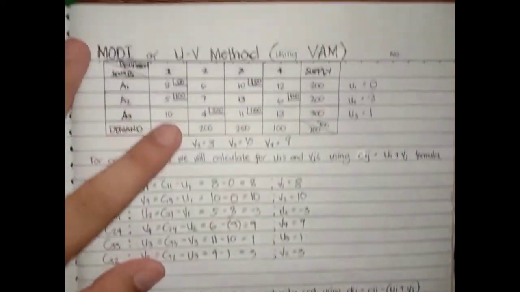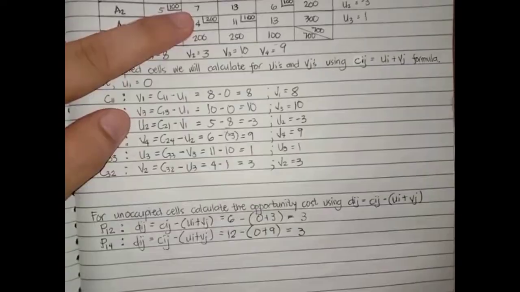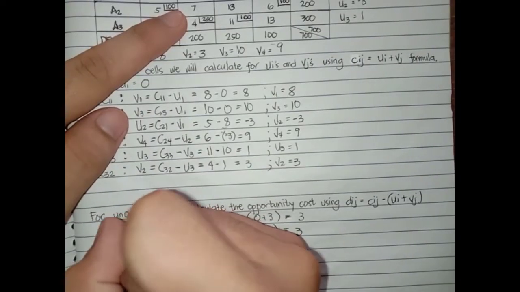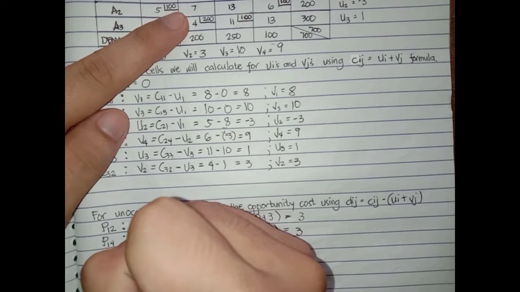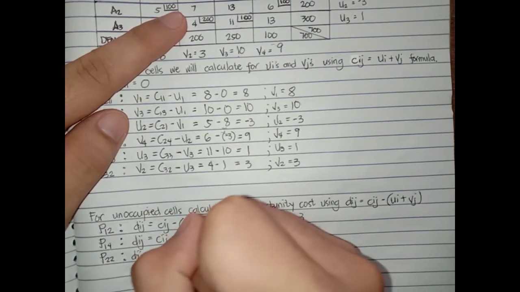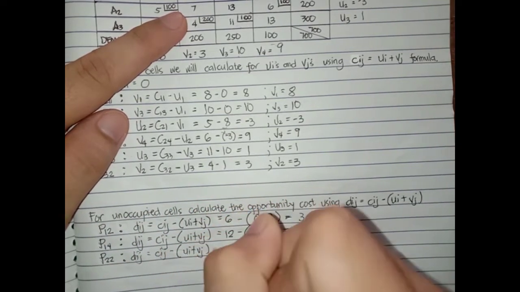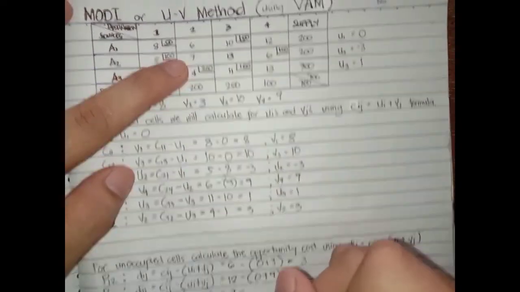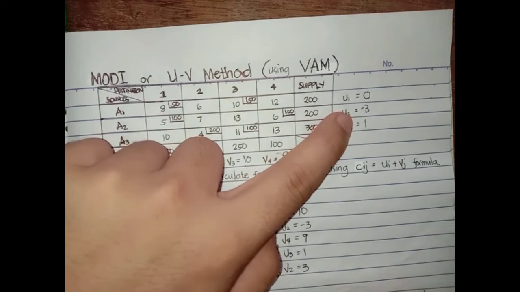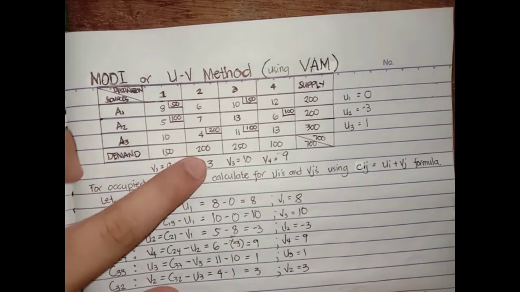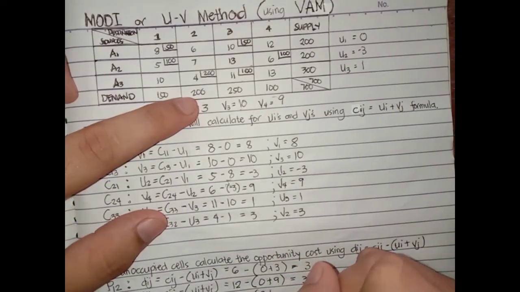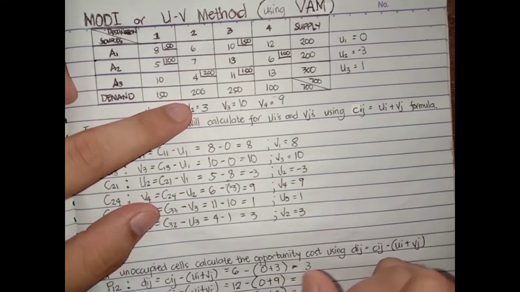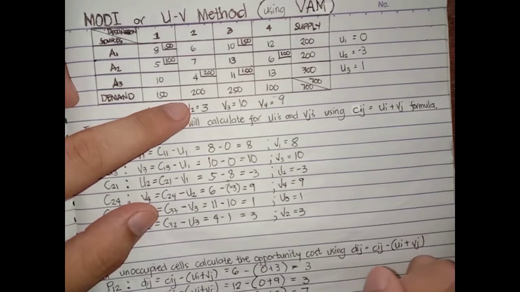Okay, next unoccupied cell is 7. Because it's in row 2, column 2, we put P22. Our Cij is equal to 7 minus our Ui, which is -3, and our Vj, which is 3. So -3 plus 3 is equal to 0. 7 minus 0 is equal to 7.